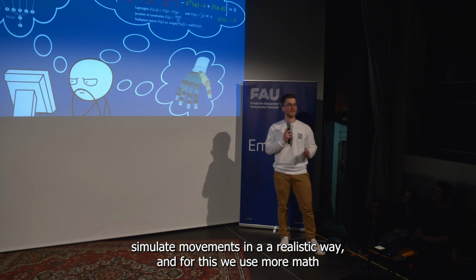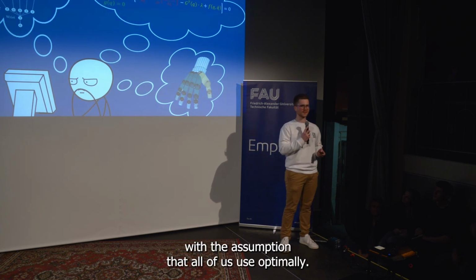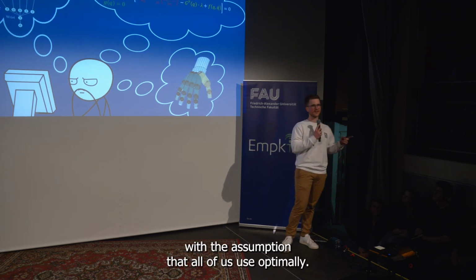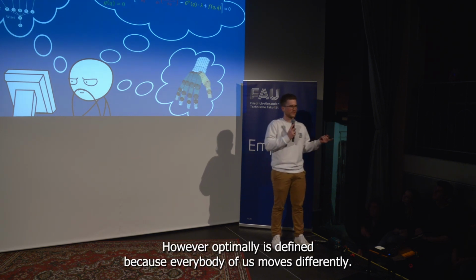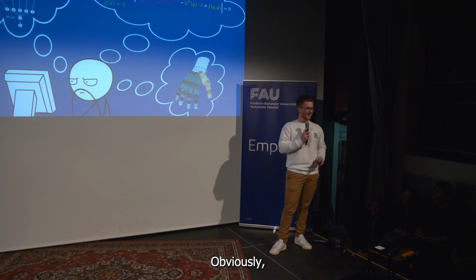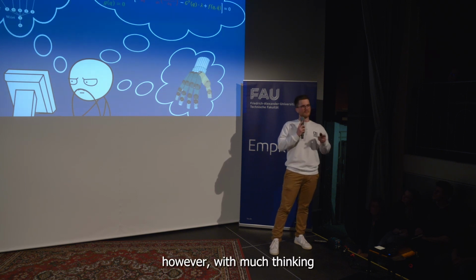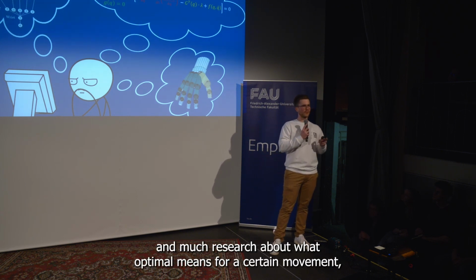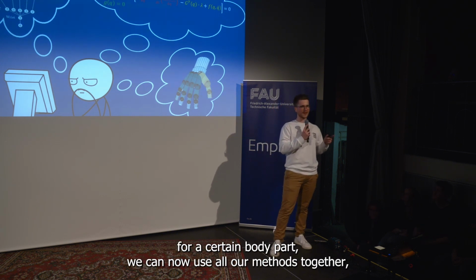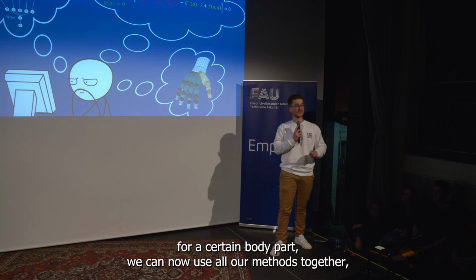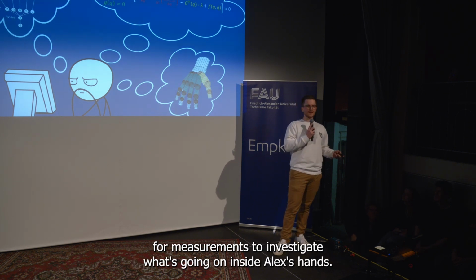With this model, we can now think about how biomechanical guys simulate movement in a realistic way, and for this we use more math with the assumption that all of us move optimally. However, optimally is difficult to define because everybody of us moves differently, obviously. However, with much thinking and much research about what optimally means for a certain movement, for a certain body part, we can now use all our methods together with measurements to investigate what's going on inside Alex's hand.